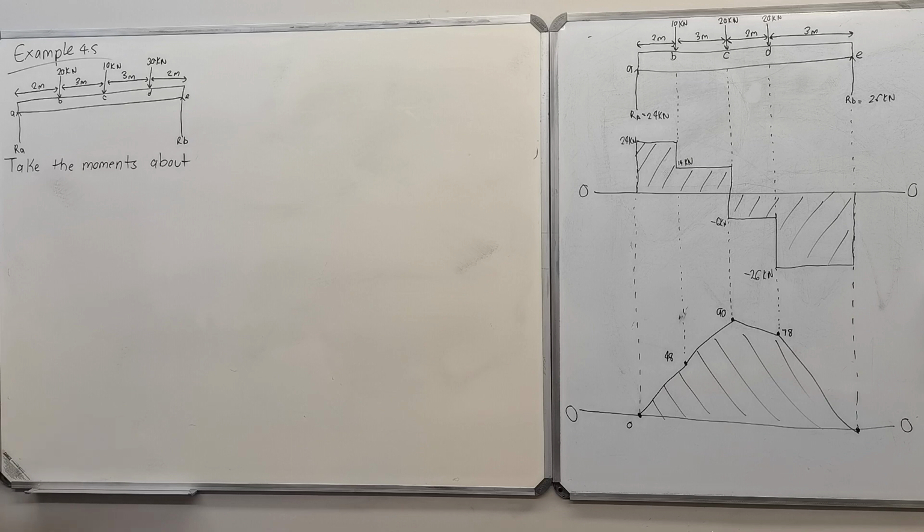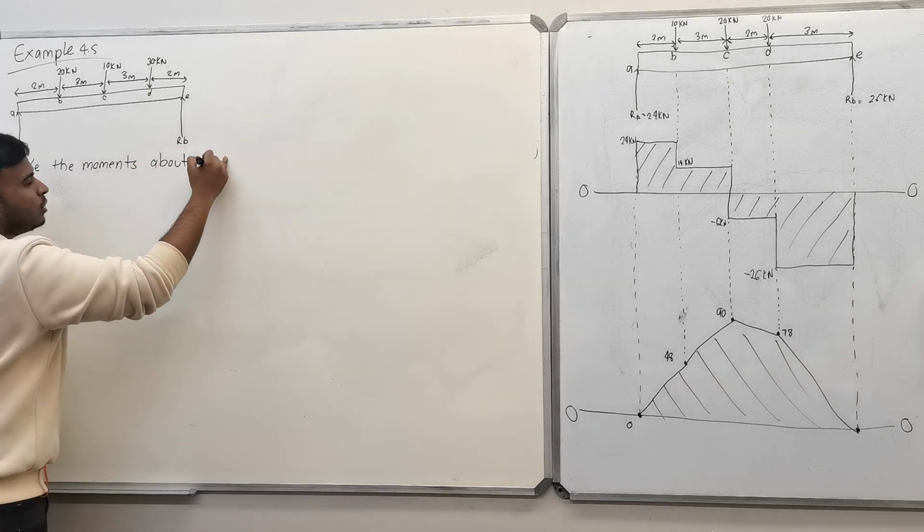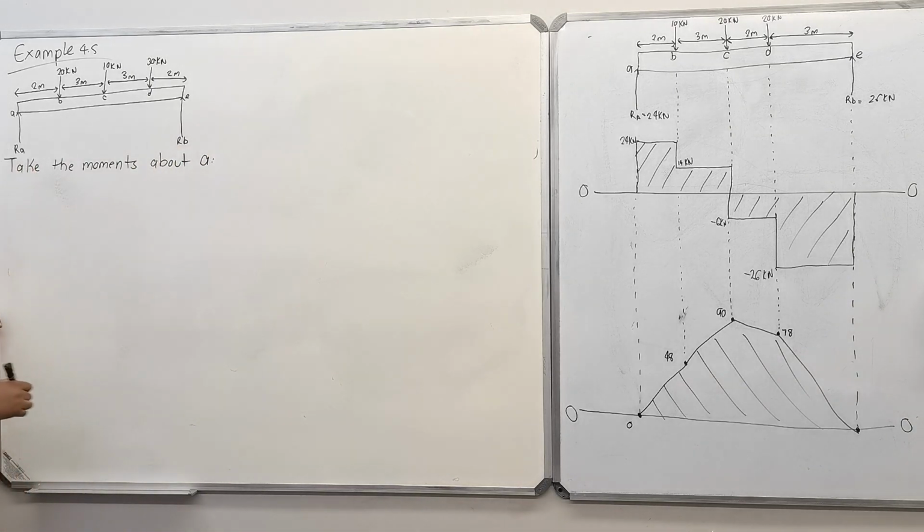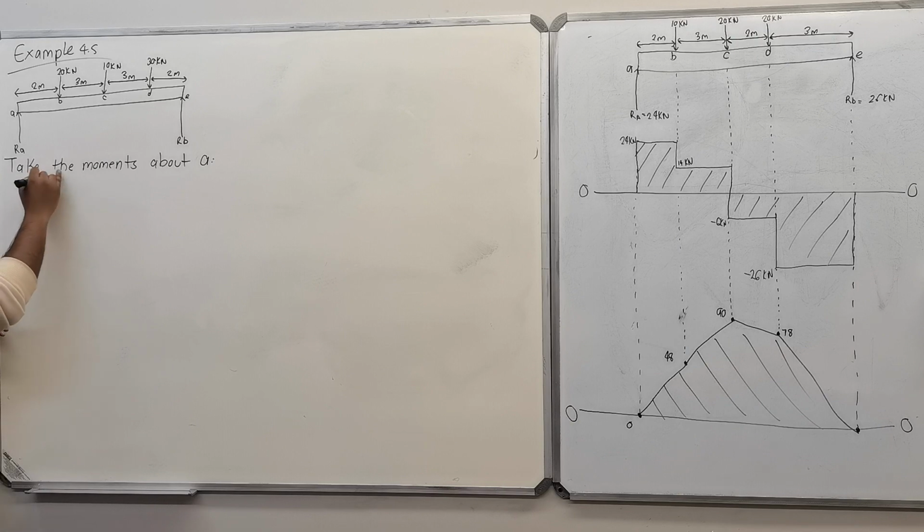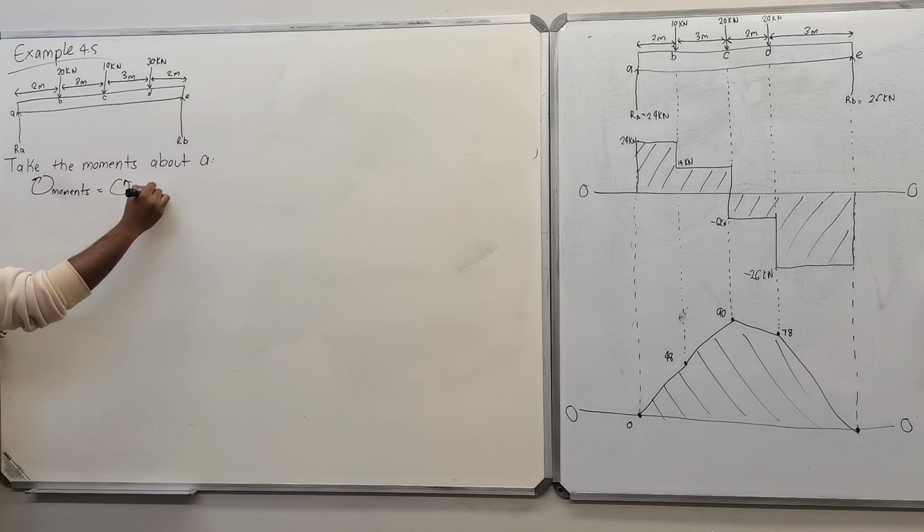10, okay. So I'm going to call this side A and that side B, because that's where the points are, at the ends. So take the moments about A. Clockwise moments equal to anti-clockwise moments.